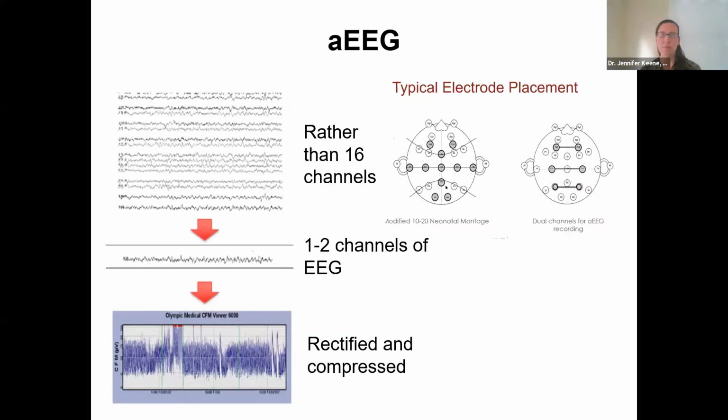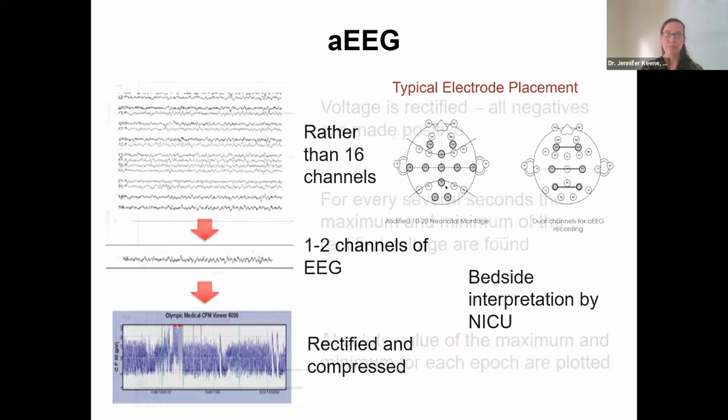Rather than having the 16 or so channels that we typically think of for a full neonatal montage EEG, you have 1 to 2 channels of EEG, and you take that data, you rectify and compress it, and that's what's usually shown at bedside. And is typically interpreted at bedside by the neonatal nurses, neonatal nurse practitioners, and neonatal providers rather than by electrophysiologists in most settings.